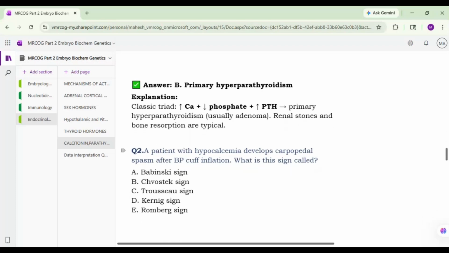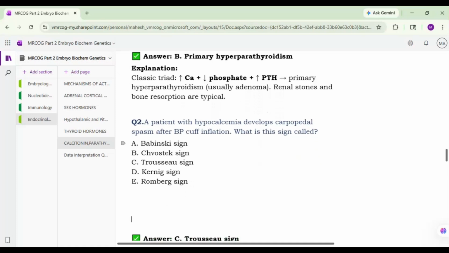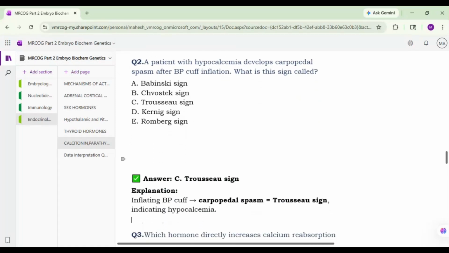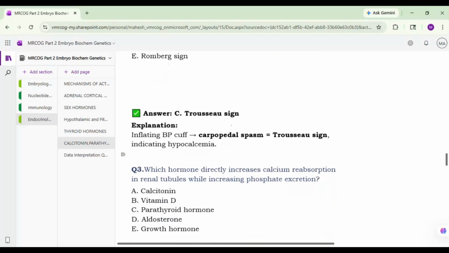Next. A patient with hypocalcemia develops carpopedal spasm after BP cuff inflation. What is this sign called? Sir, option C, Trousseau sign. Correct. So increasing BP cuff leading to carpopedal spasm, that is Trousseau sign indicating hypocalcemia.